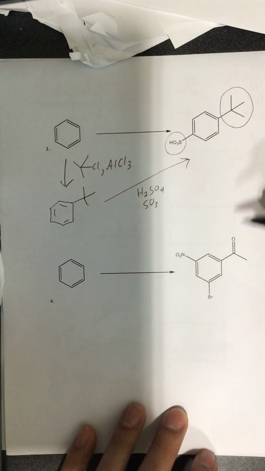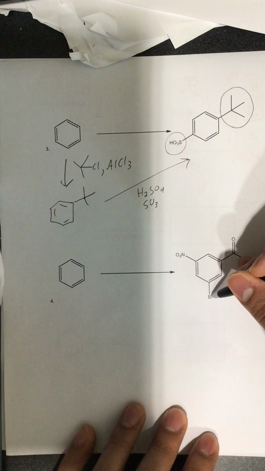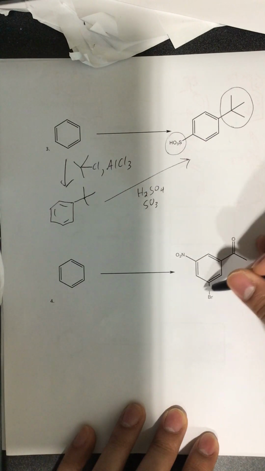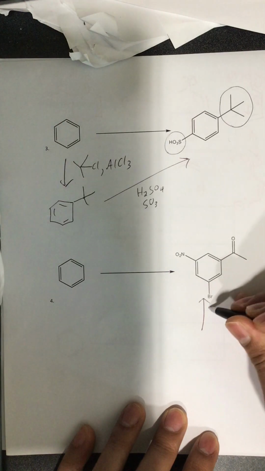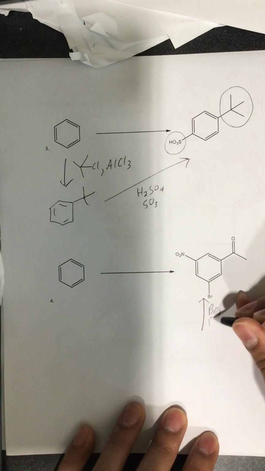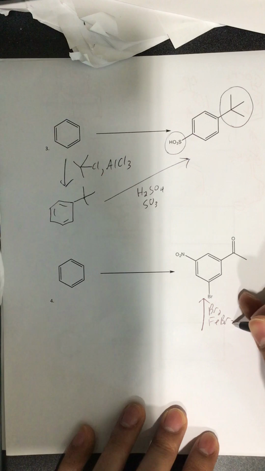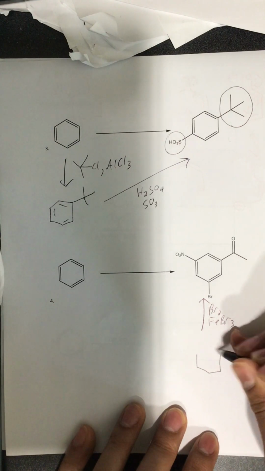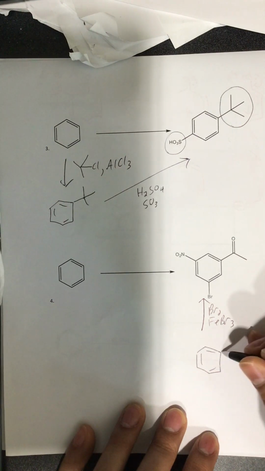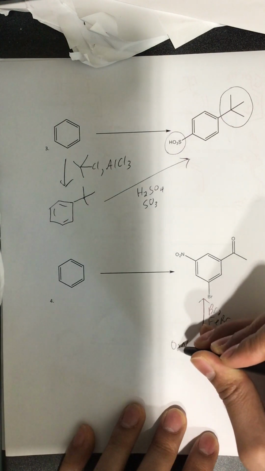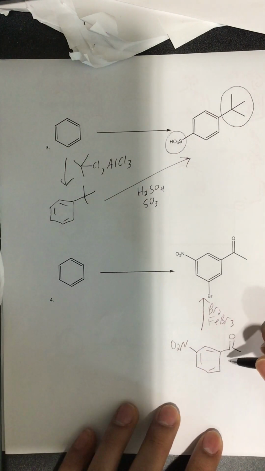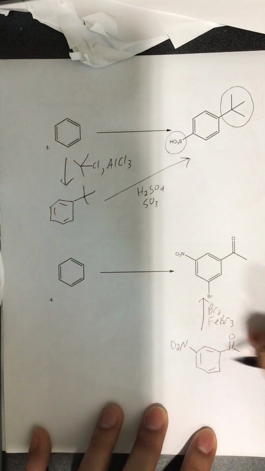Okay, this last one, we got 2 meta directors and an ortho-para director. Everything's meta to each other, so this Br2 needs to be the last thing we stick on here. So if you want to do retrosynthesis, which we haven't really done, which is like working backwards, you would see this and say, I have to come from this intermediate. Or not intermediate, but from this structure, right? And somehow I have to go from this structure to this structure.